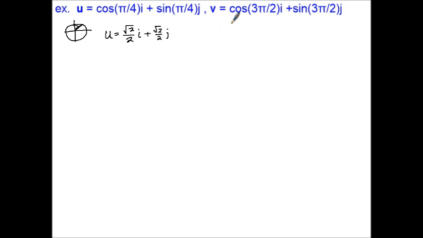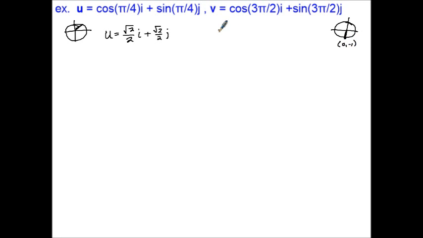I can do something similar with v. I'll circle over here this time. Well, 3 pi over 2, again, is basically straight down. So remember, the cosine is my x-coordinate, so this would be a 0 for cosine, and then my sine would be the y-coordinate, which is -1. Remember, that's (0, -1) right there.